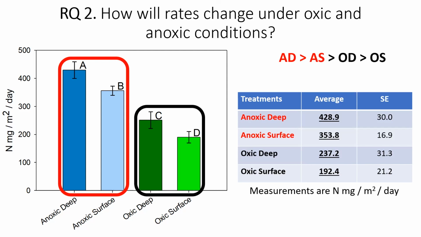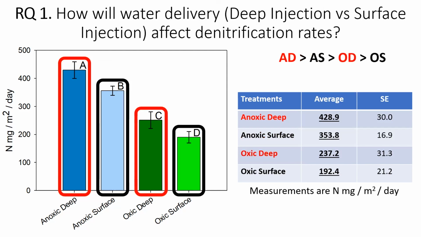Now, this wasn't surprising, as I previously said, denitrification is optimized under these anaerobic conditions, but it's also inhibited under oxic conditions. But what about injection type? Deep injection versus surface injection.